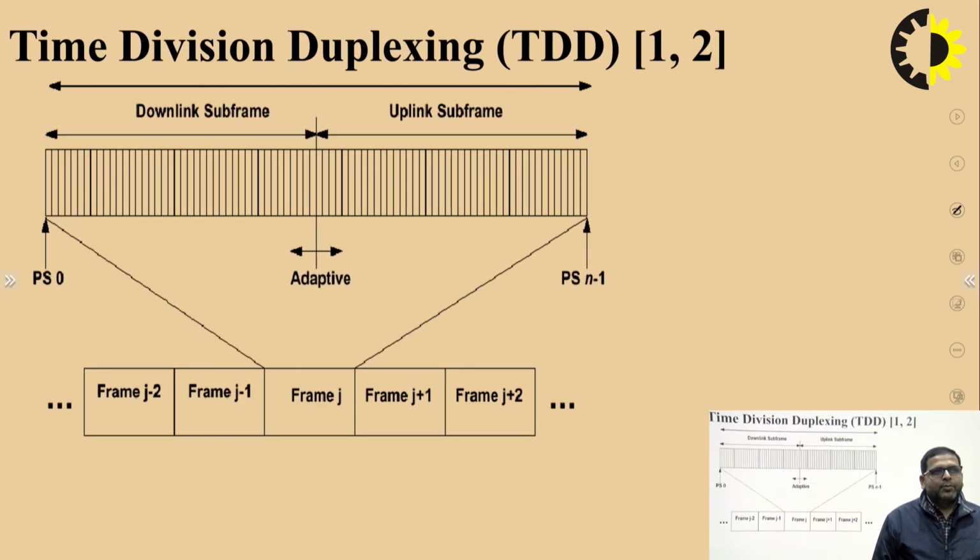Here is the example of time division duplexing. It uses different time slots for downlink and uplink subframes and according to requirement we can vary the number of downlink and uplink subframes according to the requirement.